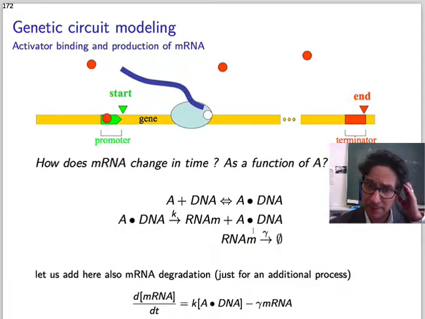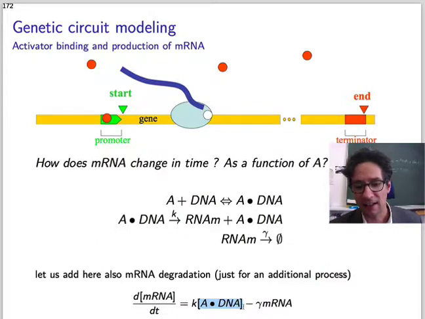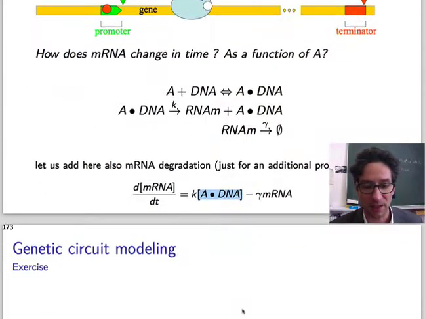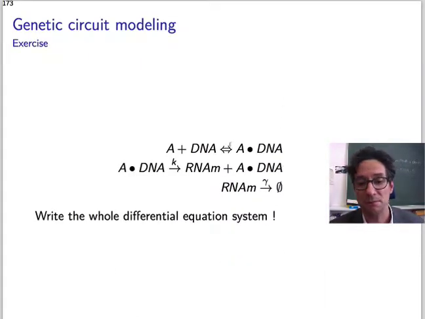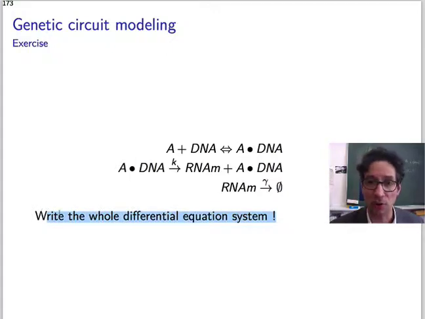here the messenger RNA. Okay, but our initial question was how is messenger RNA produced as a function of the available transcription factor A. So what is still needed to answer the question is to compute the concentration of bound transcription factor as a function of A. So this is still to be solved and has to be solved looking at the reactions that produce the bound promoter. We have to write the whole differential equation system.